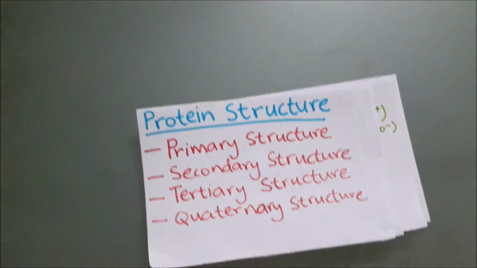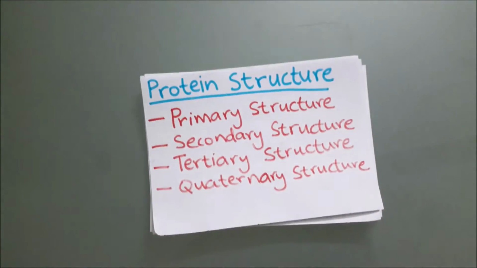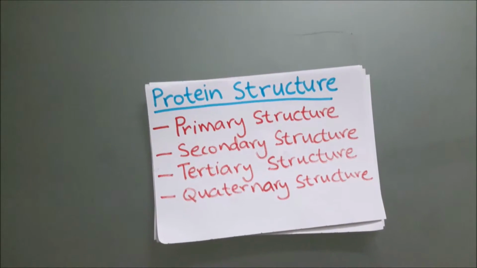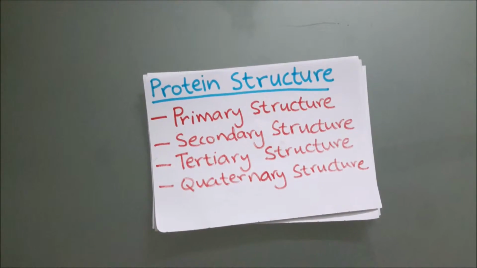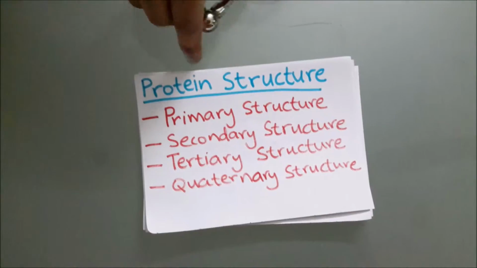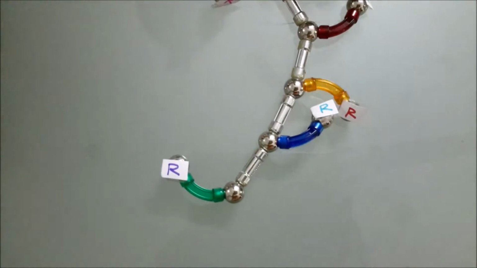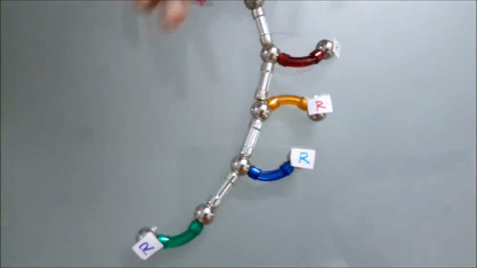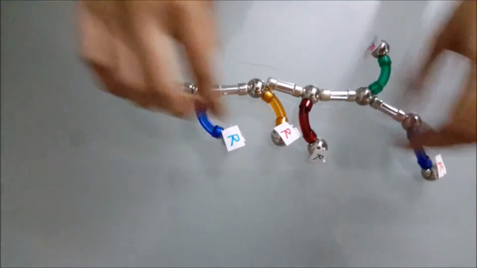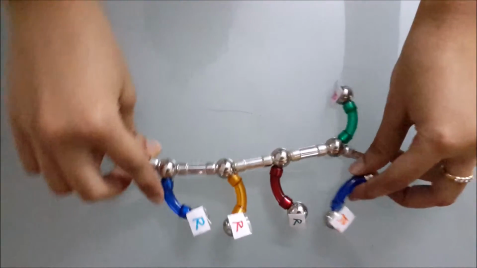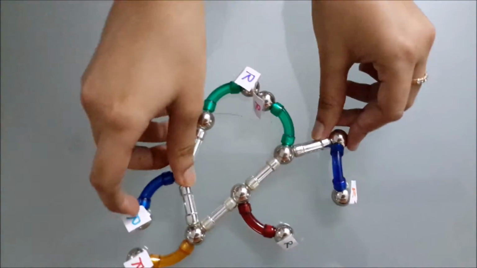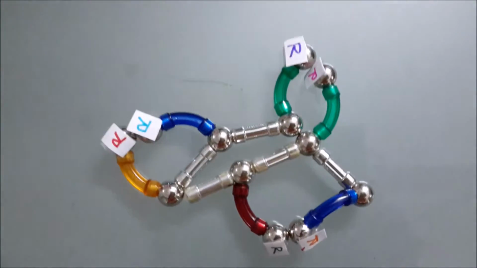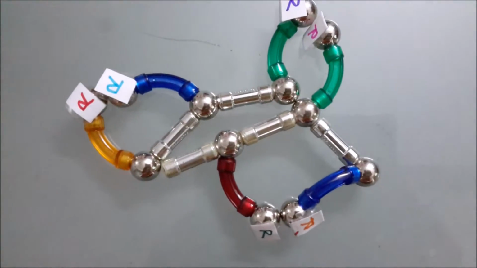The tertiary structure. The tertiary structure is interactions between the R groups. All these variable R groups interact with each other and start to coil. They'll start circling and making bonds and start forming different shapes and proteins.